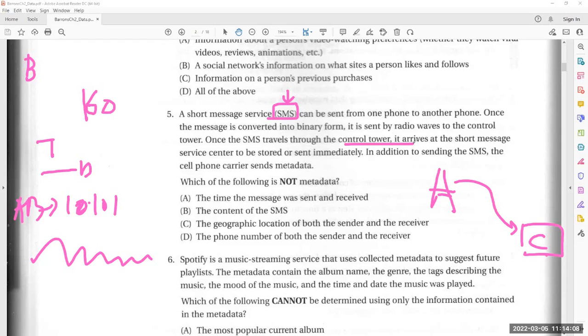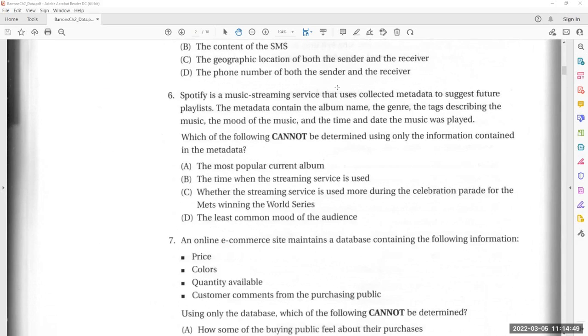So according to the SMS, the cell phone carrier sends out metadata. The keyword is metadata, okay? Which of the following is not metadata? Not metadata is something that contains content, so B, you can pick right away, is the content. Content is not metadata. Metadata is how many words the message is, when it's sent, when it's received, where it's received, which cell phone sent it. Nothing to do with the content. Number 5 is this. You must remember it, okay?